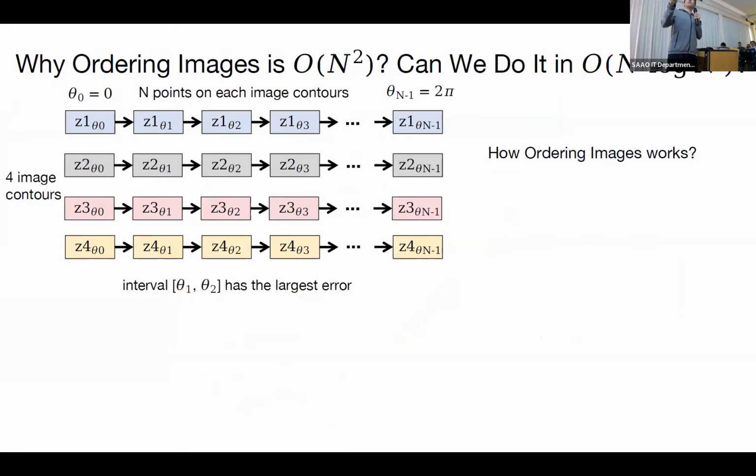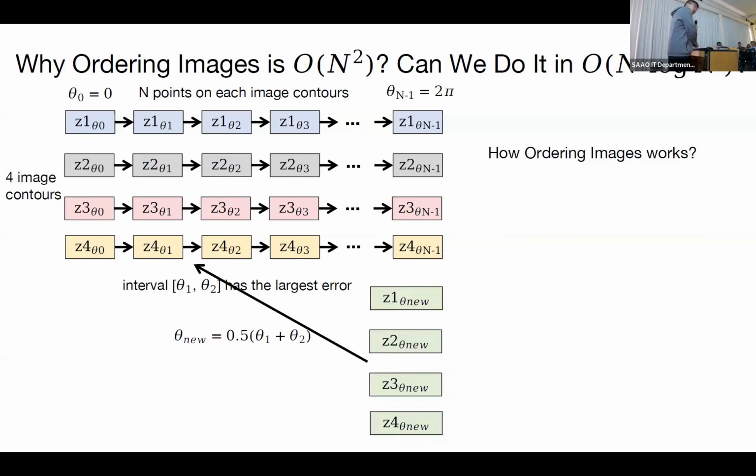And to understand why all the images is O(n squared), and can we do it better, like in n log n, we need to first understand how all the images works. So for the triple case, we can have, for example, 4 image contours, and each contour can consist of n points starting from theta equals 0 to theta equals 2 pi, and assume that this interval theta 1 to theta 2 has the largest error. So we are going to insert a new set of images into this interval, with the theta new being the median of these two nodes.